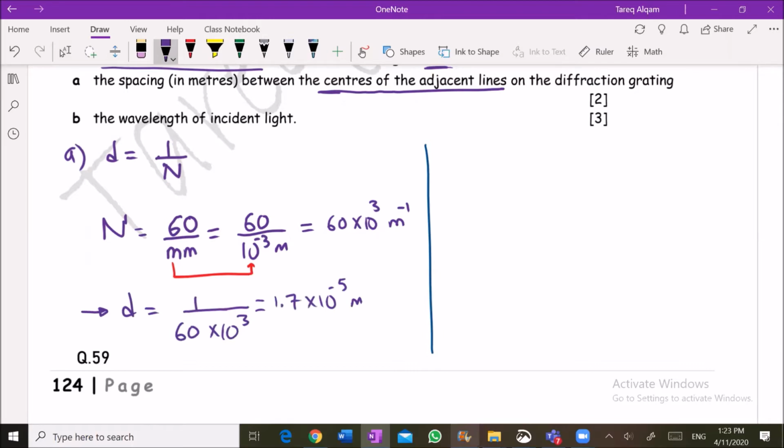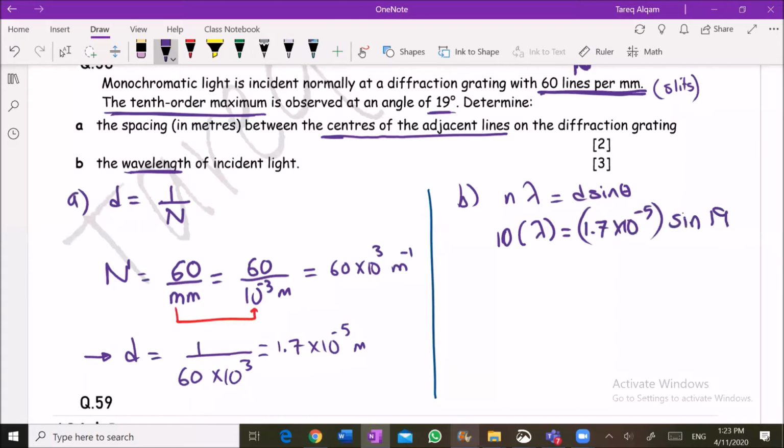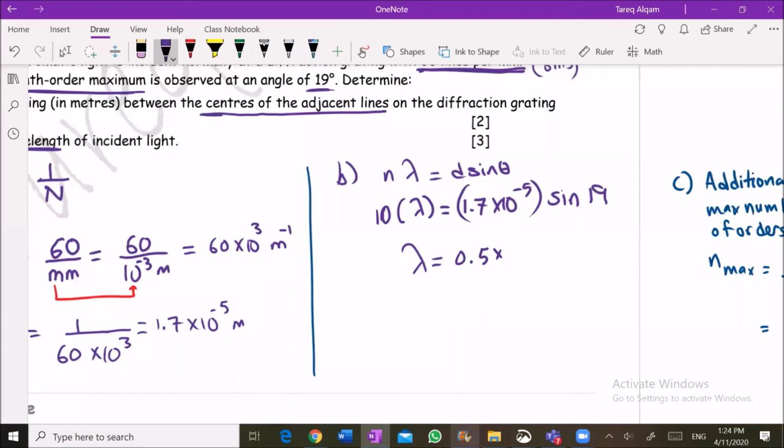Now B, what are we asked about? The wavelength. Since this is a diffraction grating, I will use this formula: n lambda equals d sine theta. n is the 10th order. Yes. Lambda, we are asked to find it. d is 1.7 times 10 to the power minus 5, sine 90. How much does lambda come out? Yes, 0.5 times 10 to the power minus 6 meters. This is the wavelength.